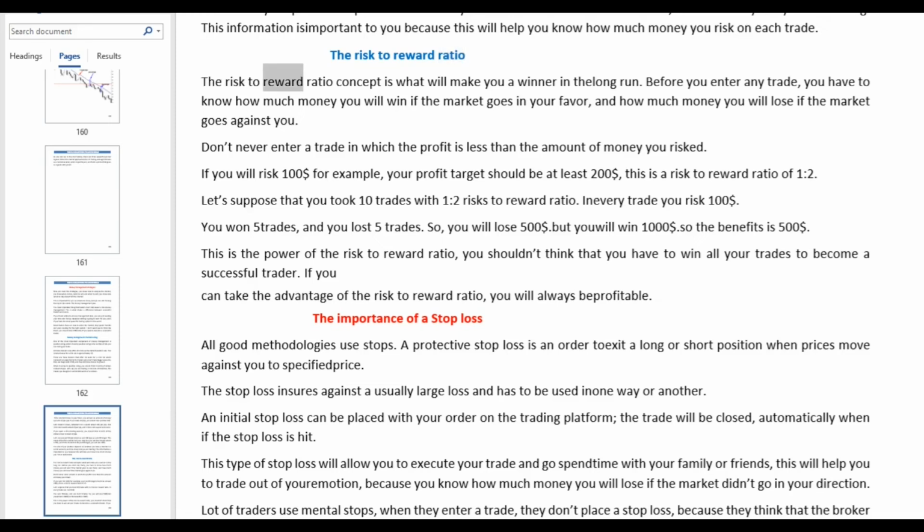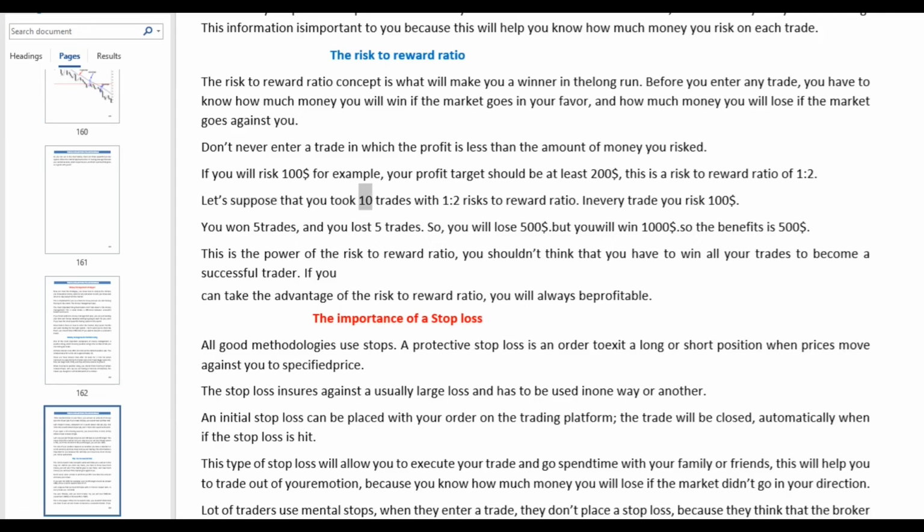The risk-to-reward ratio. The risk-to-reward ratio concept is what will make you a winner in the long run. Before you enter any trade, you have to know how much money you will win if the market goes in your favor, and how much money you will lose if the market goes against you. Don't ever enter a trade in which the profit is less than the amount of money you risked. If you risk $100, for example, your profit target should be at least $200. This is a risk-to-reward ratio of 1:2.